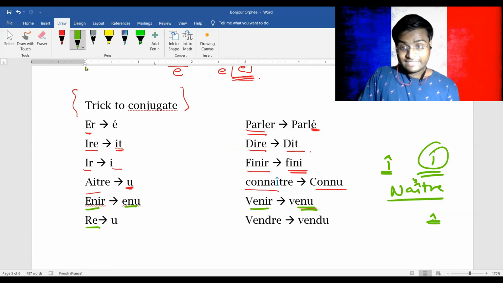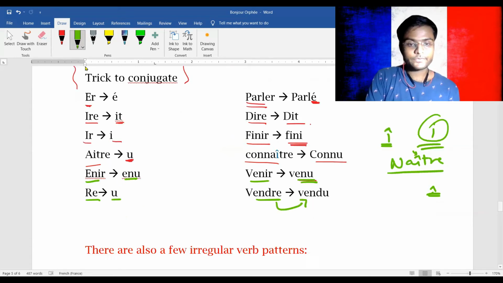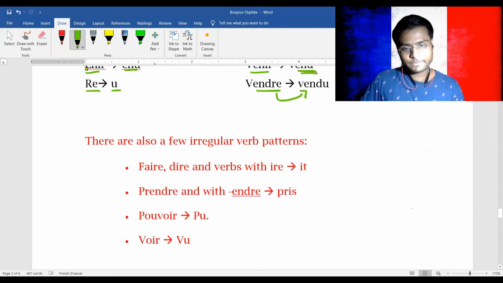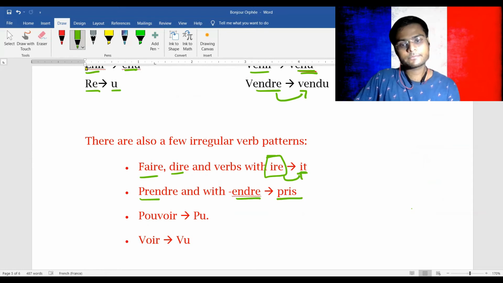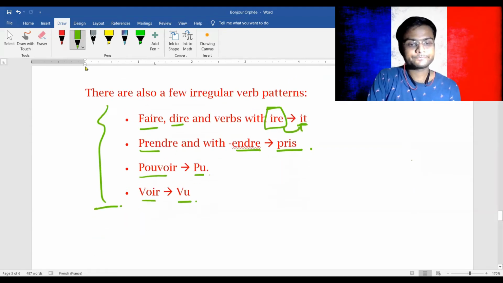RE will become U. For example, vendre, vendu. But there are certain irregular verb patterns. For example, faire, dire will become IT. These verbs that end with IRE will become IT. Prendre will become pris. Pouvoir becomes pu and voir becomes vu. So keep such things in your mind.